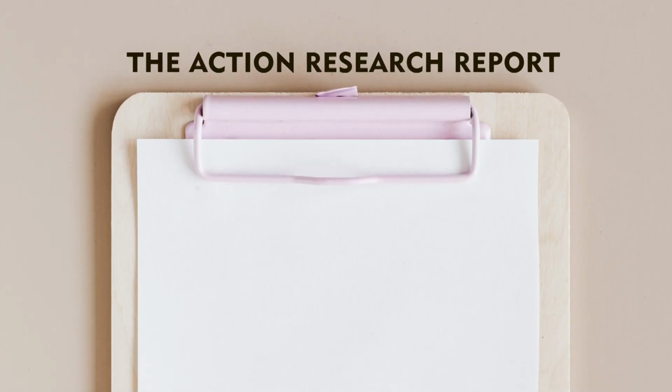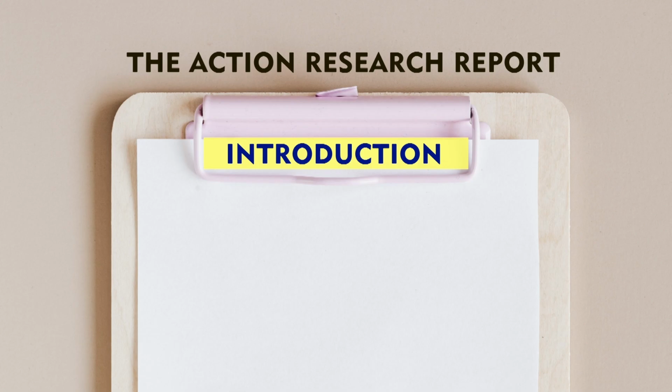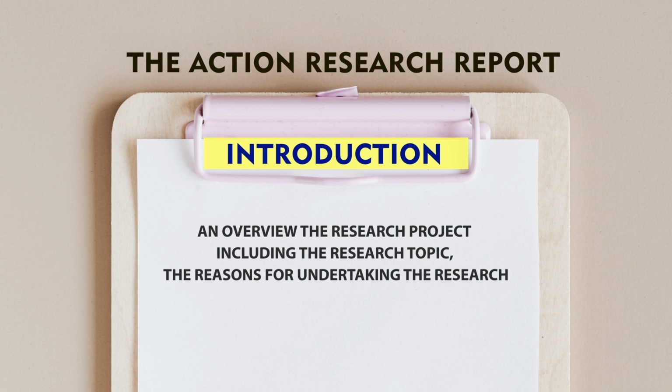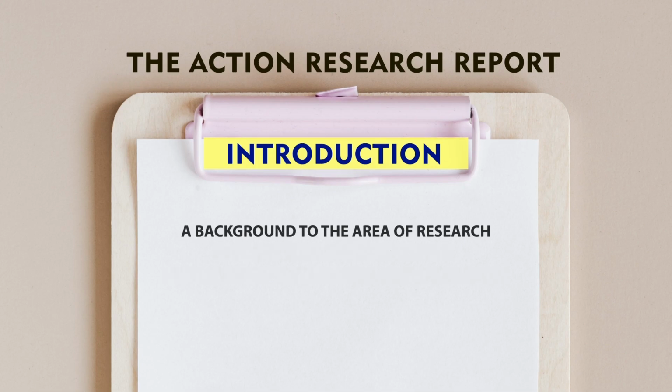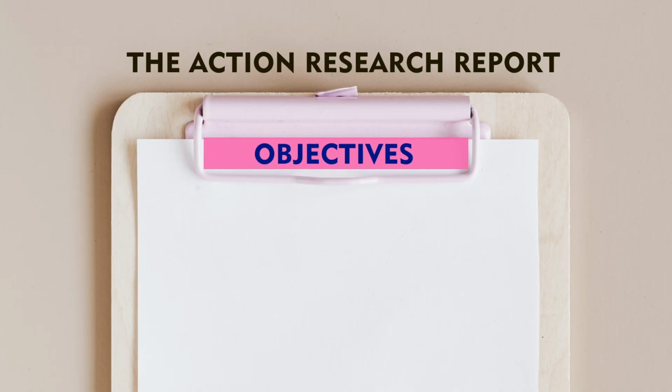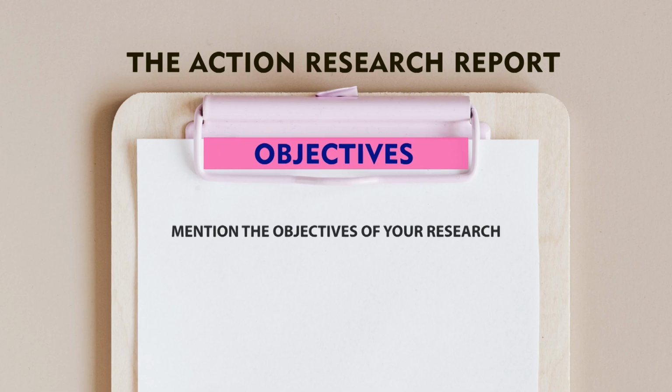So, what are the steps when you prepare your action research report? In your action research report, first you write an introduction. What comes under introduction? The overview of your research project, which may include the research topic, the reasons for undertaking the research, and the background from where this problem has emerged. So, the background note of your area of research is also part of your introduction. Then you write the objectives of your research. Here you mention the objectives which you are trying to achieve through your research.